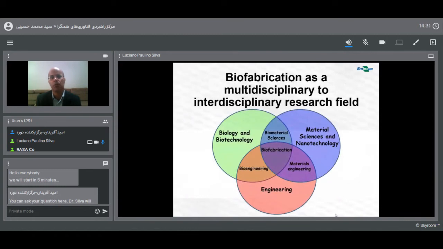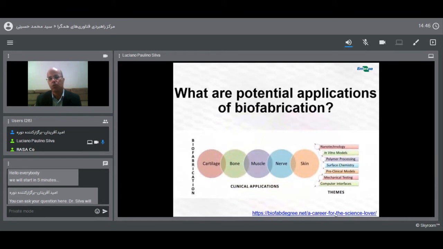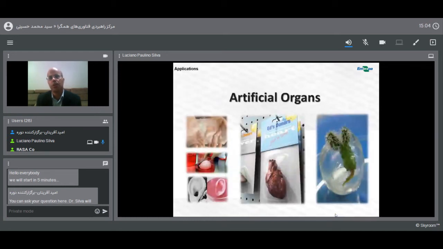Biofabrication can be understood as a multidisciplinary to interdisciplinary research field that brings together biology and biotechnology, engineering, and material sciences and nanotechnology. We have several potential applications of this emerging field of biofabrication related to clinical applications to reconstruct cartilages, bones, muscles, nerves, and skin, and also to develop artificial organs from humans, animals, and also plant organs that can be produced by the 3D biofabrication approach.